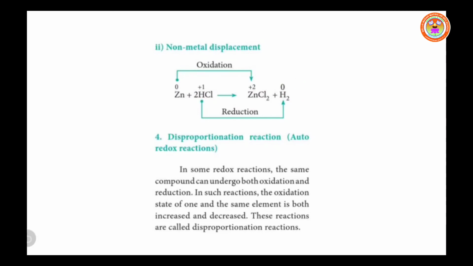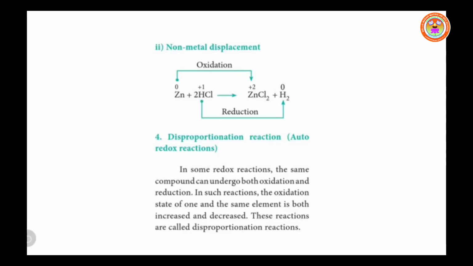Okay, children, then next we are going to see disproportionation reactions. It is also known as auto redox reactions. Redox reactions in which the same compound undergoes both oxidation and reduction are called disproportionation reactions. During a disproportionation reaction, the oxidation state of one and the same element is both increased and decreased.